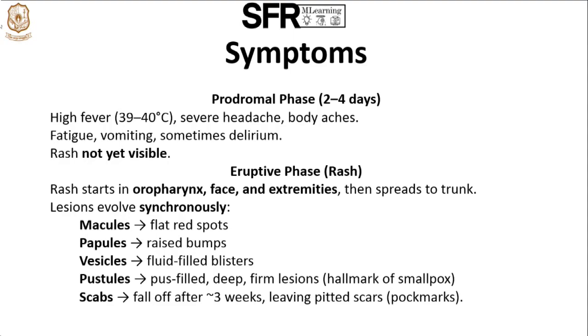In the eruptive phase, that is after the 5th day, rashes start in the oropharynx and the extremities, and lesions evolve synchronously. The lesions are macules, papules, vesicles, pustules and scabs.